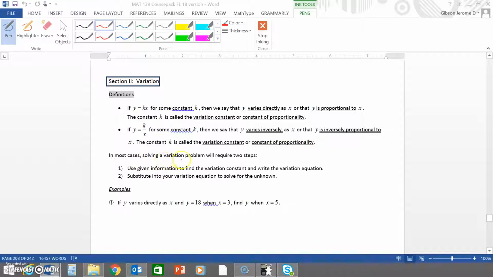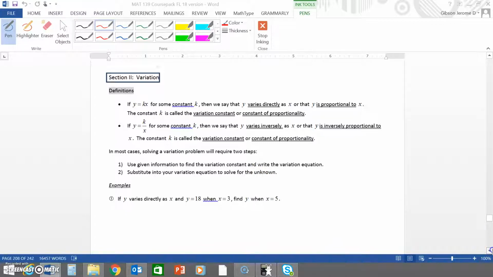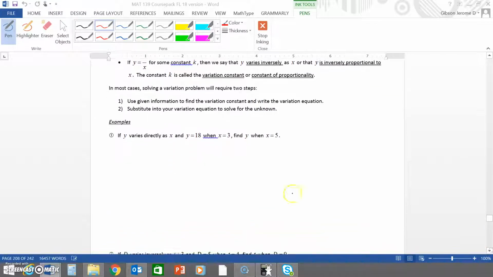In most cases, solving a variation problem will require two steps. Number one, use given information to find the variation constant and write the variation equation. Number two, substitute into your variation equation to solve for the unknown. Okay, number one. If y varies directly as x and y is 18 when x is 3, find y when x is 5. So we know the direct variation is y equals k times x.